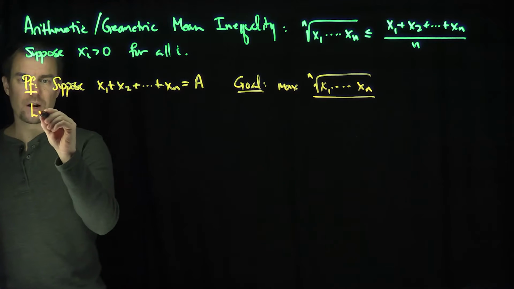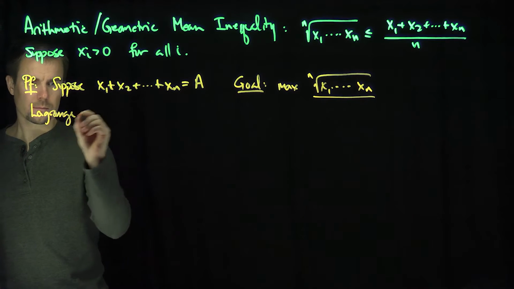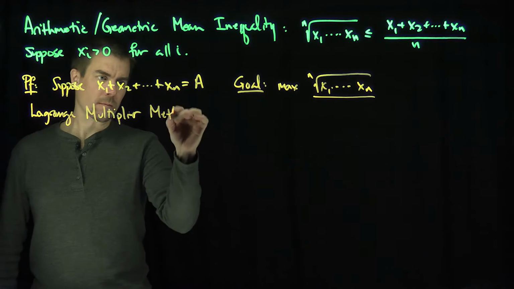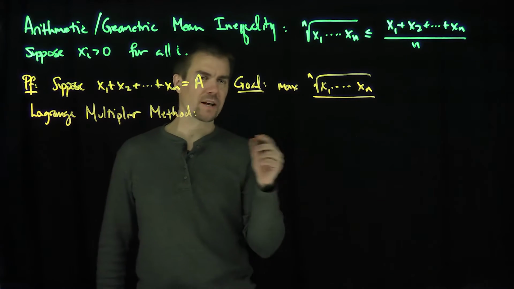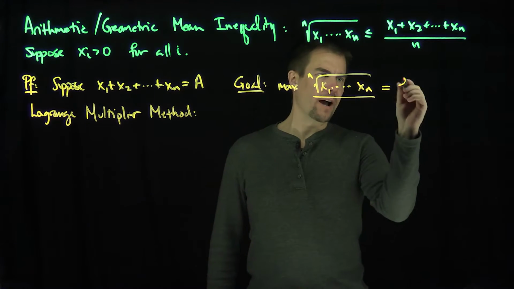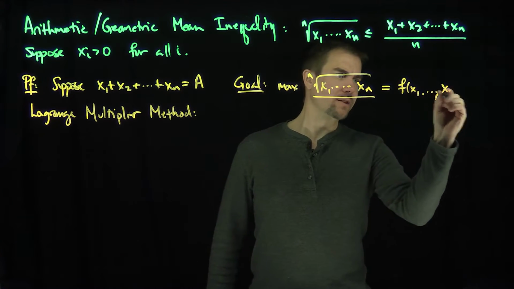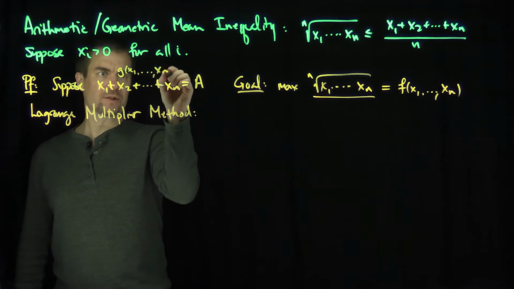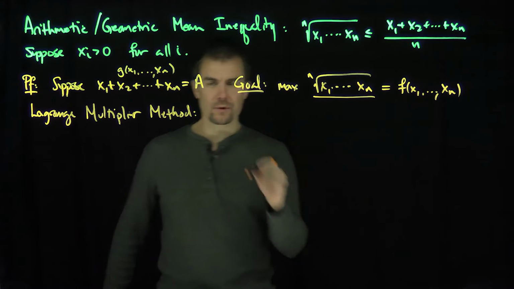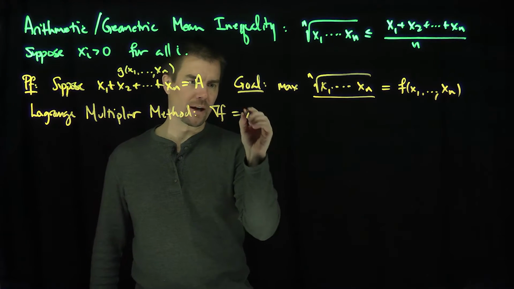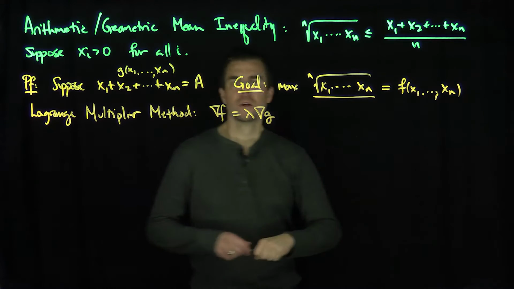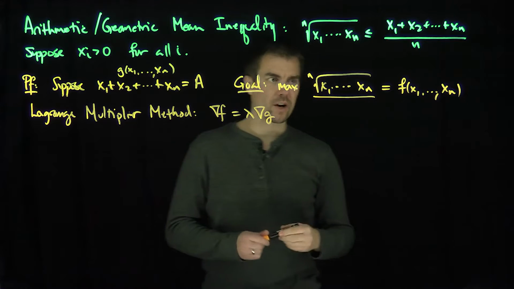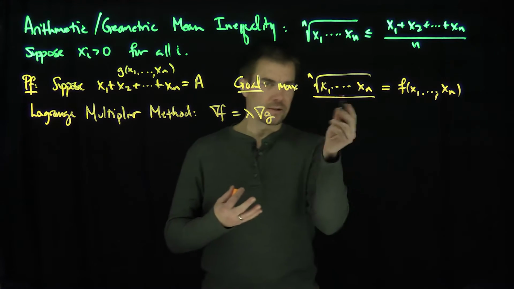The Lagrange multiplier problem states that, let's call this function over here f of x1 through xn, and let's call this constraint over here, this sum, g of x1 through xn. So the Lagrange multiplier method says that the gradient of f is proportional, by lambda, to the gradient of g. Of course, the gradient of g is elementary to compute. The gradient of f is only slightly more difficult to compute. So what is the gradient of f? Note in particular that it's a symmetric expression.